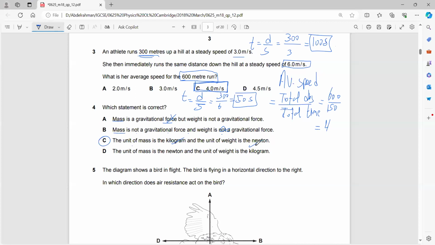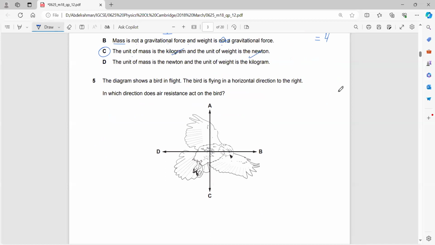Question 5. The diagram shows a bird in flight. The bird is flying in a horizontal direction to the right. In which direction is the air resistance? If the motion is to the right, then the air resistance has to be in the opposite direction, so it has to be D. If the bird was moving upwards, the air resistance would be downwards. If the bird was moving downwards, the air resistance would be upwards.